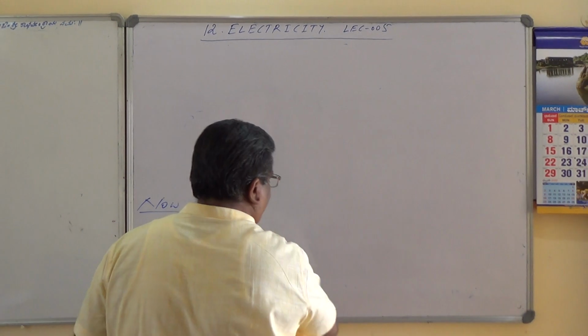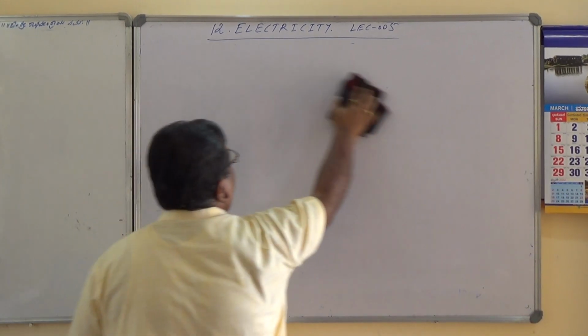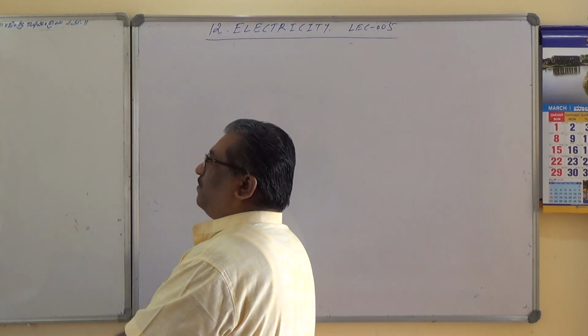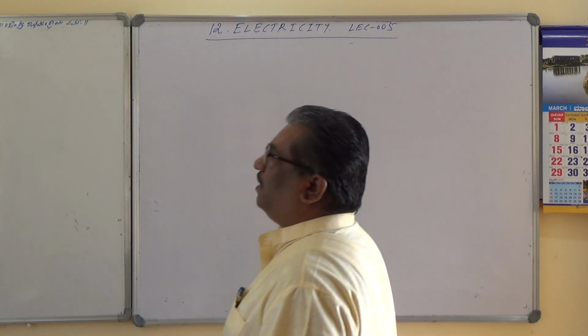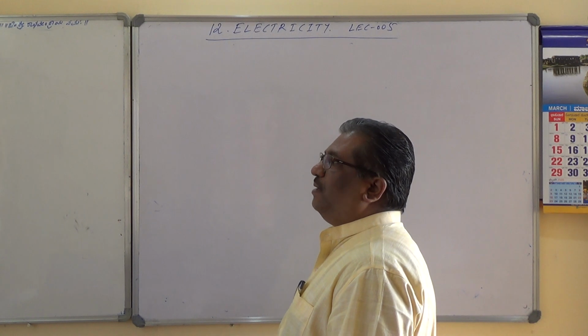I try to make it as simple as possible. See whether you can understand. Please read this question before I solve it. Two conducting wires of same material, of equal length and equal diameters, are first connected in series and then in parallel.